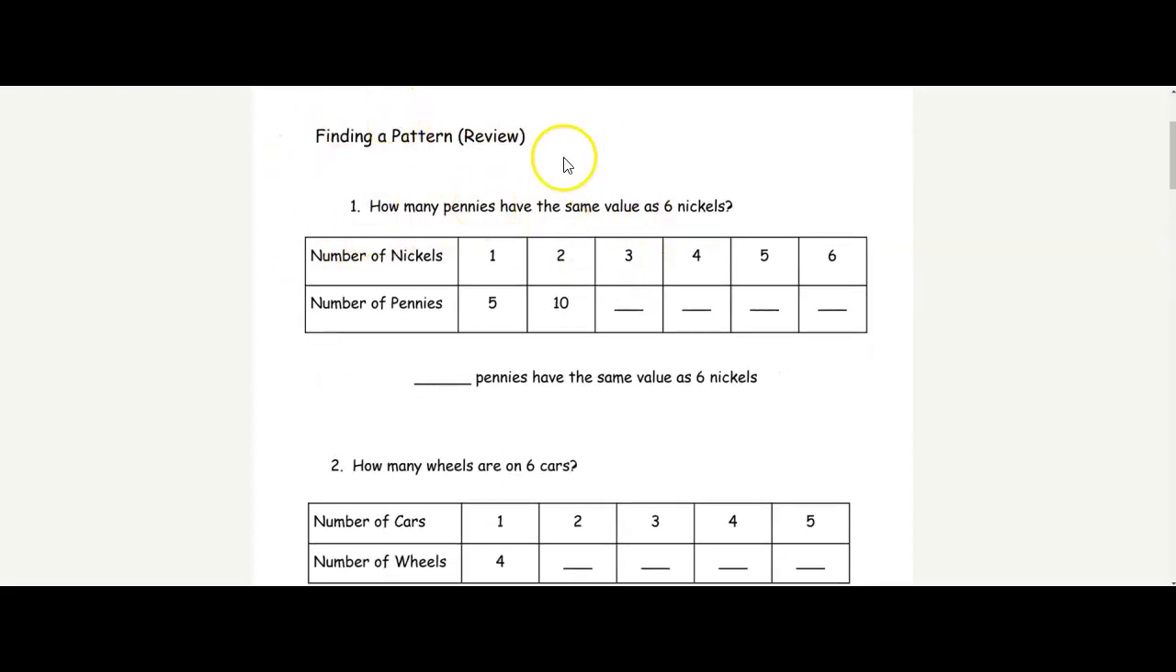Hi guys, today we'll be continuing with pattern rules, if you remember that from last week's lesson, lesson 6, and we'll learn how to use them in bar graphs and use them in real life too. So let's start with a review.